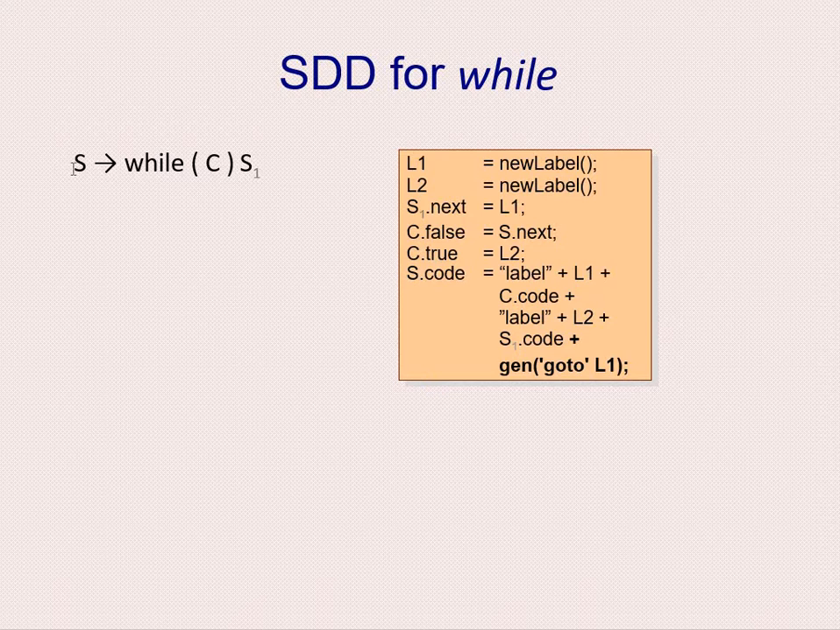So S.code we can find in this manner: label plus L1 plus C.code plus label plus L2 plus S1.code plus generation of goto L1. Like this manner we can represent looping like while.